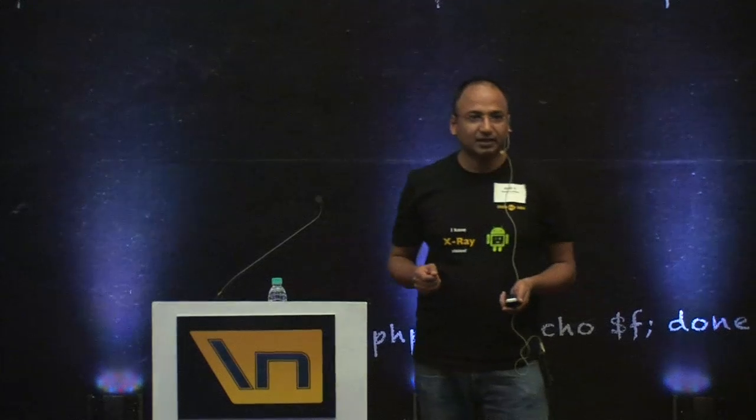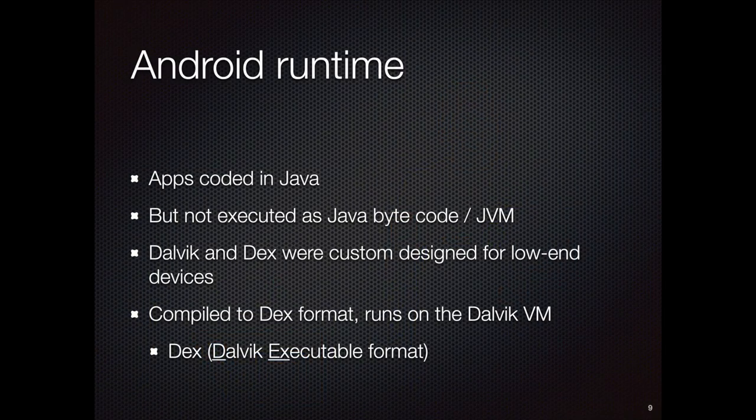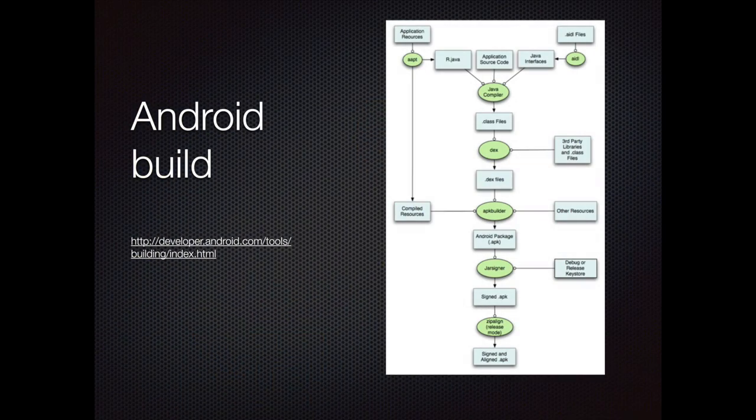So the Android runtime, you write your apps in Java, but you don't run them on a traditional Java virtual machine. There's something called Dalvik, and that's been custom designed for low-end devices like smartphones. Again, I don't know if you can see this, but in the Android build process, all of your source code gets compiled into .class files. Your third-party libraries and jars are also .class files. They go through this process called dexing. And dex converts your class files into a format that the Dalvik VM can understand. And that's the dex format.